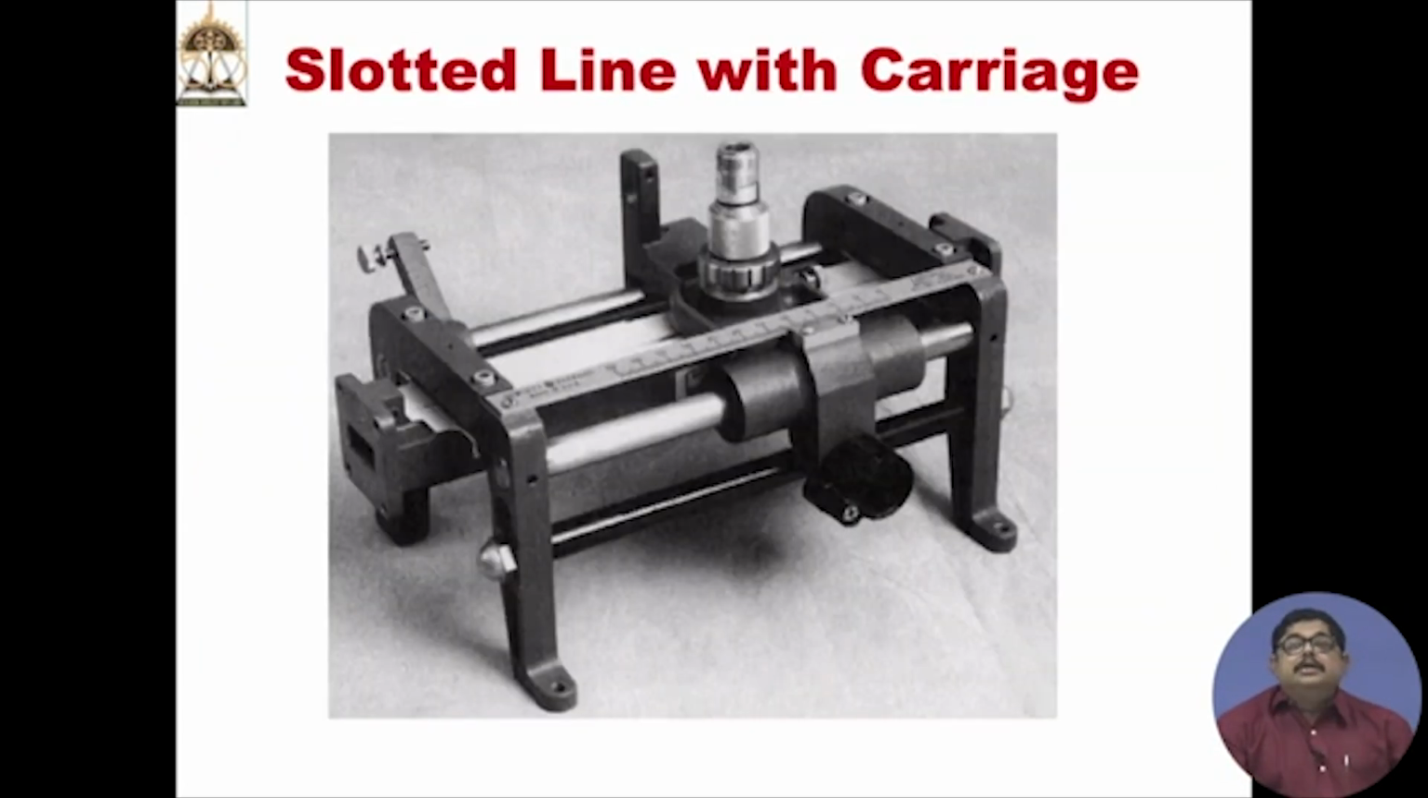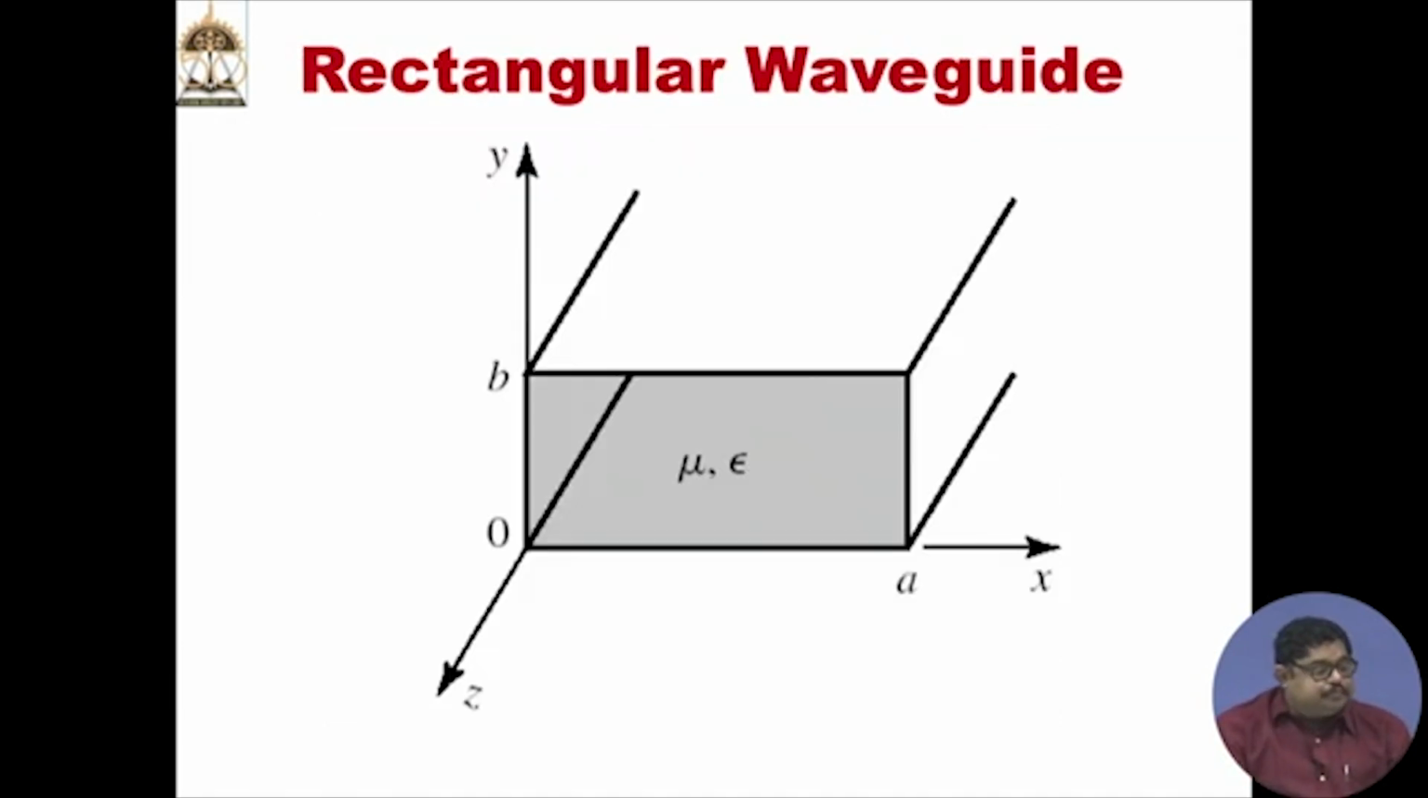So, functionally this is the slotted line with carriage, this is that rectangular waveguide I was talking about. You can see from the left side that this is a rectangular waveguide, but that probe can move over it, that is why there is a carriage. So, you can move it in that slot. That means you can think of this as a transmission line on which you can vary the position of the probe, so you can sense what is happening along the line. This is the rectangular waveguide.